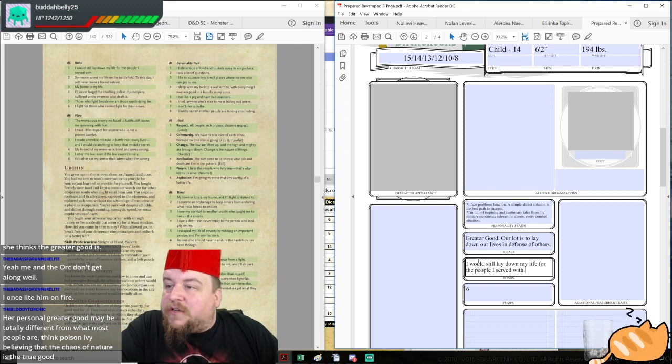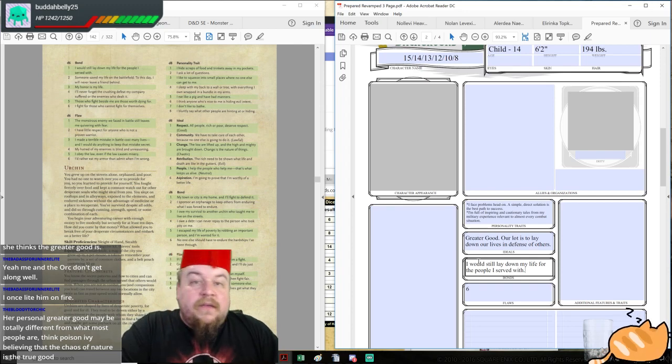Torchic says, her personal greater good may be totally different from what most people think. Think Poison Ivy believing that the chaos of nature is the true good. Yeah. We have a bit of a Poison Ivy character, don't we, too, Torchic?